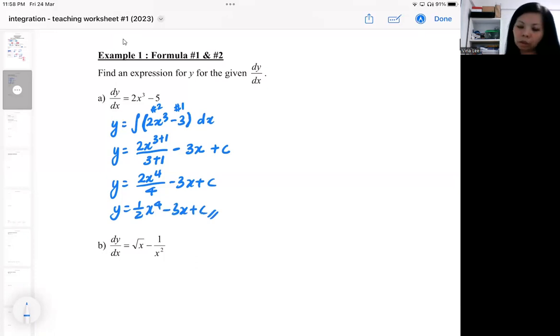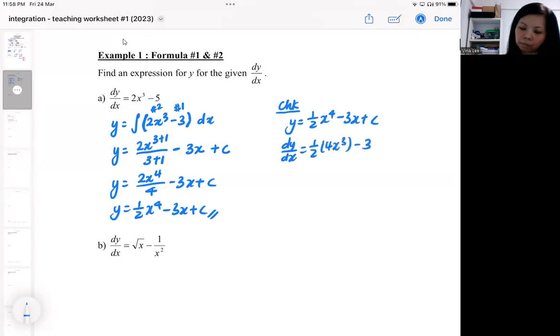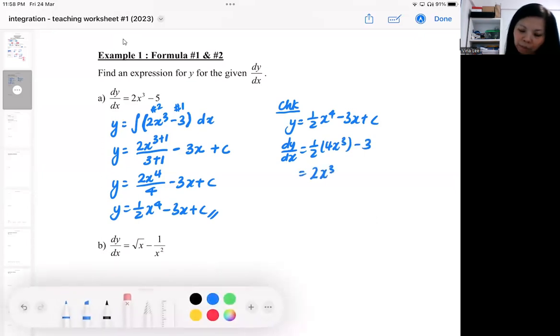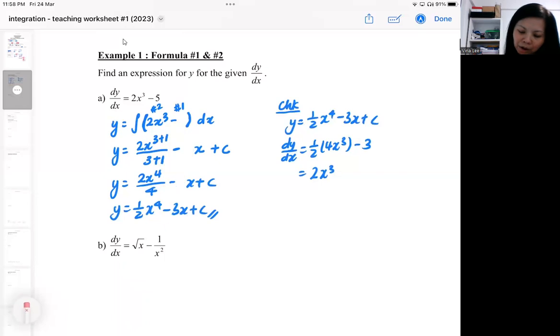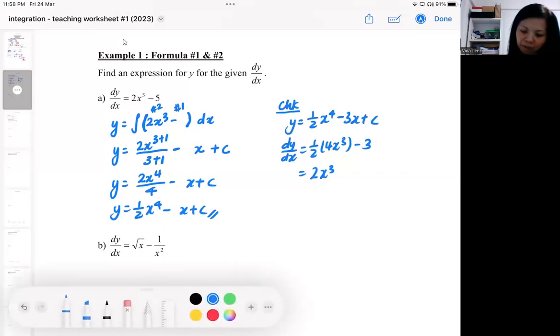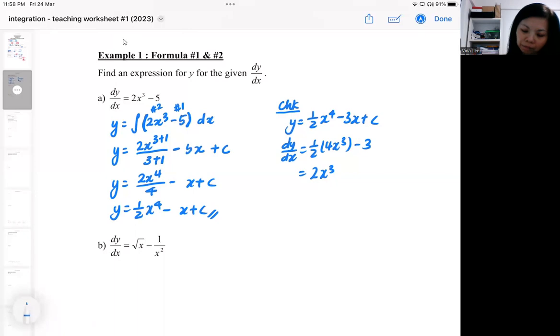So anyway, you can do a double checking because I believe that you are faster in your differentiation than your integration at this stage. So you can do a quick bring down power minus power. So if you do a bring down power minus power, sorry, I read something wrongly. So it's supposed to be a 5. I don't know why my 5 became a 3. So it should be a 5.